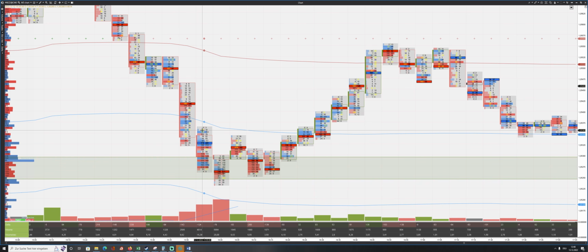Slowly more buyers are coming into the market and all the sellers are getting absorbed, because sellers don't have any impact anymore on price. So this is the first evidence. We don't want to do anything right now.